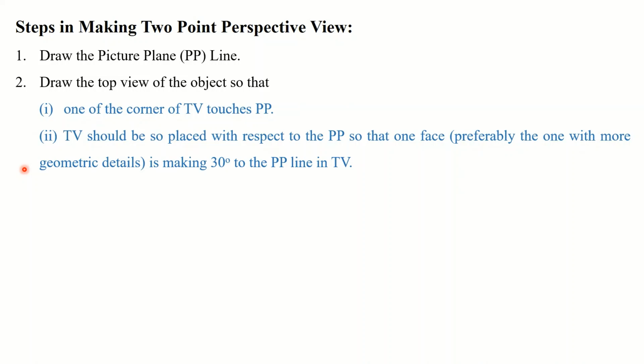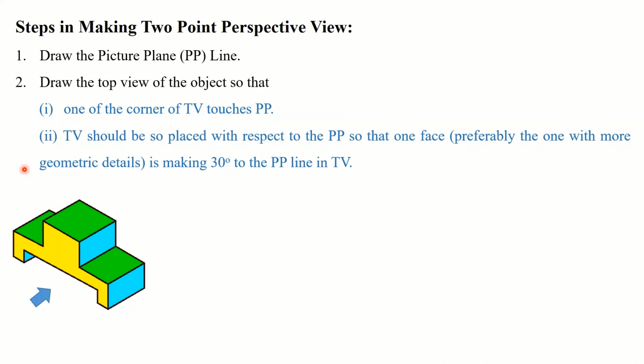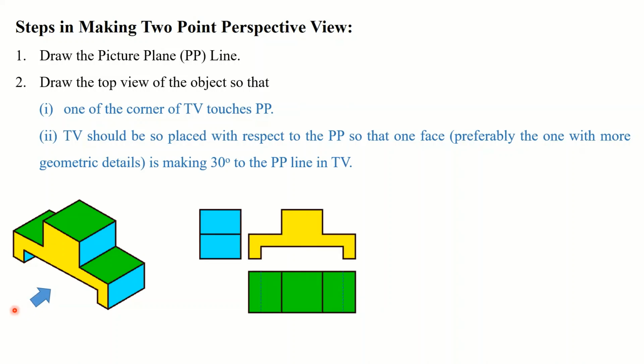So if we look at the given object, and if we make the front view of this object looking in the direction of this arrow, then we can extract three views. One is the front view, the top view, and the right hand side view. Now we have to take a call. Since the top view is anyway going to be drawn in the second step, we have to choose out of these two, the front and the right hand side view, which out of the two gives more geometrical description.